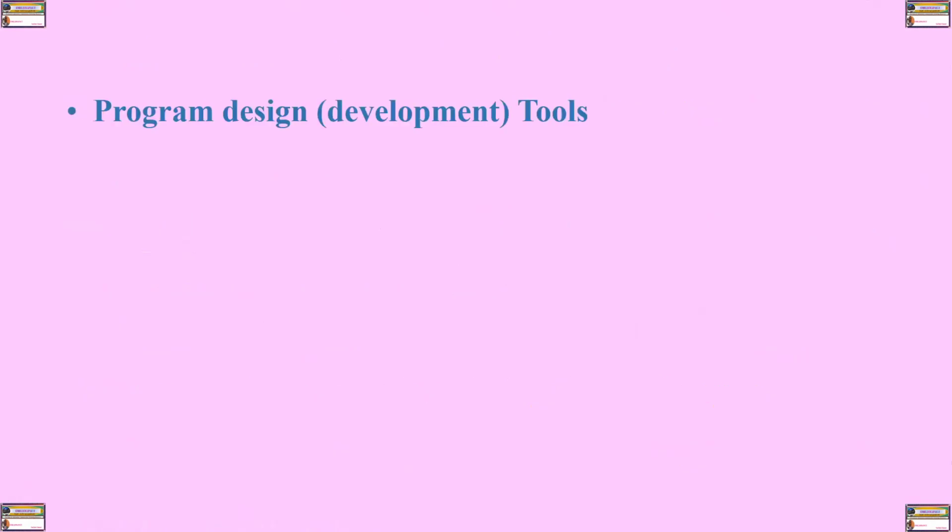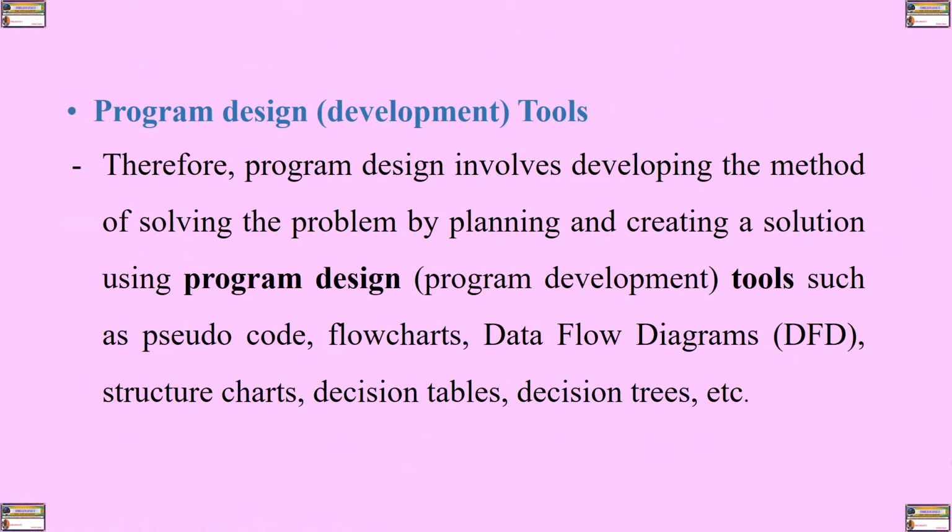So, what are the key program design or development tools? The program design normally involves developing the method of solving the problem by planning and creating a solution using program design or program development tools such as pseudocode, flowchart, data flow diagrams, structure charts, decision tables, and decision trees.